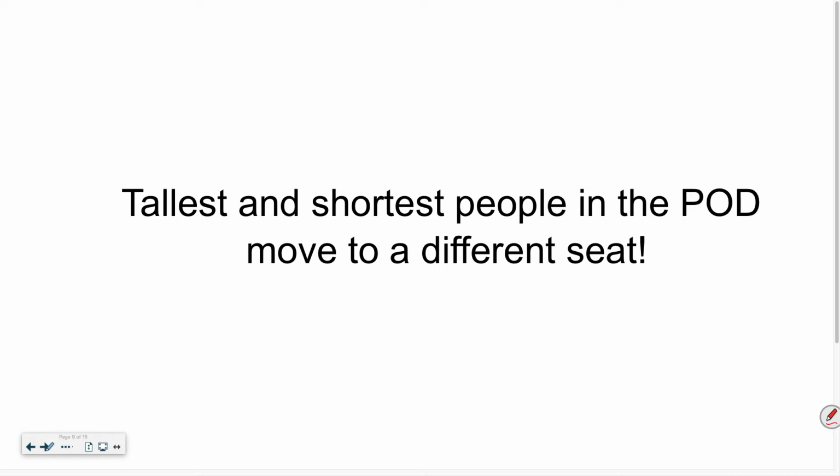If you are the tallest, if you are the shortest at your pod, stand up, find a different seat. You have 20 seconds. Oh, there's only 2 of you. Both of you. Just anywhere. Just find a new seat. If you're the tallest or the shortest, just find a new seat. I'm just trying to mix it up a little bit. Here, pod 4 needs somebody. Where did Nick go? Well, there was only 2 people on this pod, so they both had to switch it up.